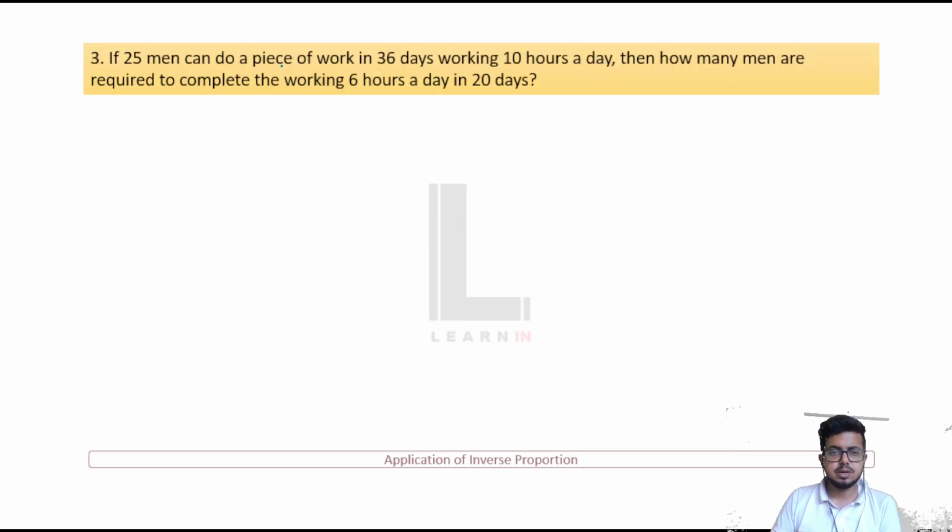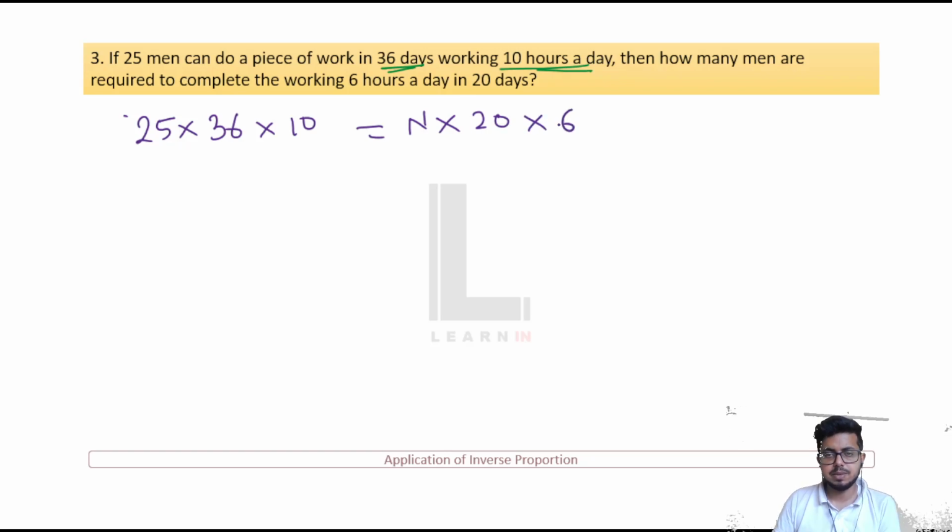Let us move to the next one. If 25 men can do a piece of work in 36 days, working 10 hours a day. So now the number of hours with days has come. We know the formula here. Now let us apply that formula that we had learned: 36 into 10. Then how many men are required? We need to find the number of men. In the second one, 20 days and 6 hours have been given. There is no change in work, so we would not include the work. The same men are doing it and these men do not have different efficiencies, so we would not add the efficiencies also.